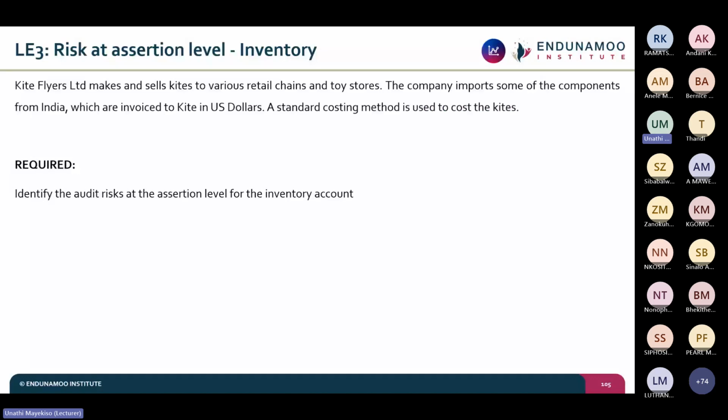quiz. Kite Flyers makes and sells kites. The company imports some of the components from India, which are invoiced to Kite in dollars. A standard costing method is used to cost the kites. What are the risks at assertion level? Quickly, let's do 2.